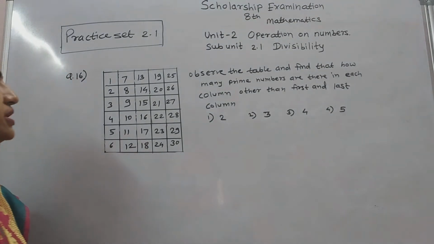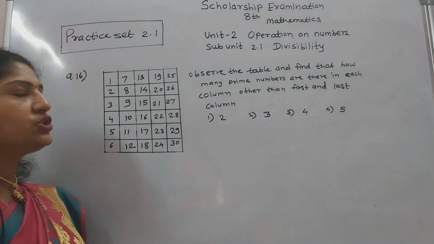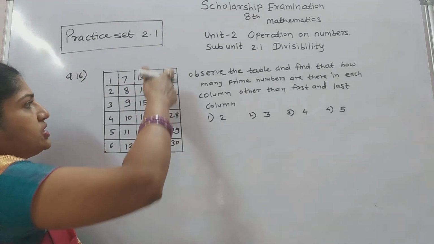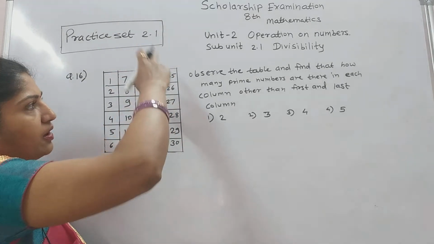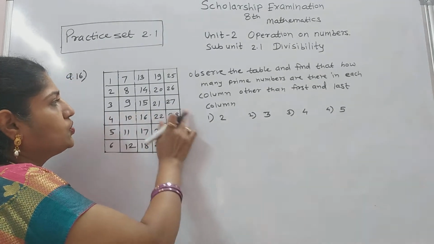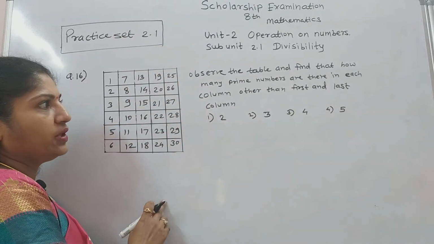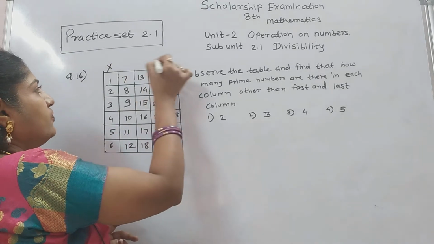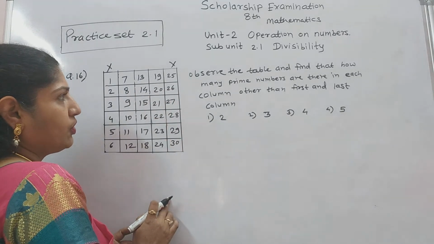Now next question is, observe the table and find how many prime numbers are there in each column other than the first and last column. Vertical lines are called columns and horizontal are called rows. So we only consider the columns. Other than the first and last, see only the second, third and fourth columns.